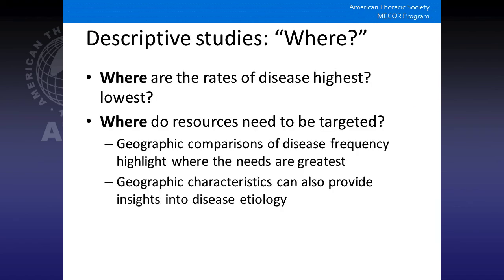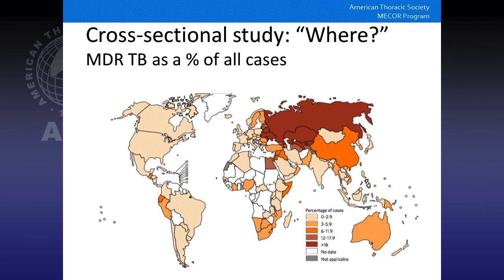We next answer the question, where are the disease rates highest and lowest? And with that, where do resources need to be targeted? It can be very helpful to make these geographic comparisons so that we can, again, see where to direct those resources. We might find, for example, that persons living in urban settings compared to rural settings are doing much better or much worse. And this, again, will have obvious implications for program management, and can also help us with thinking about disease etiology to the extent it's not understood.